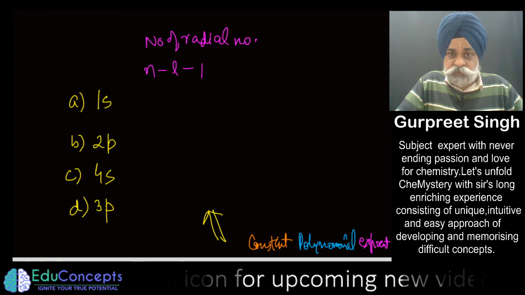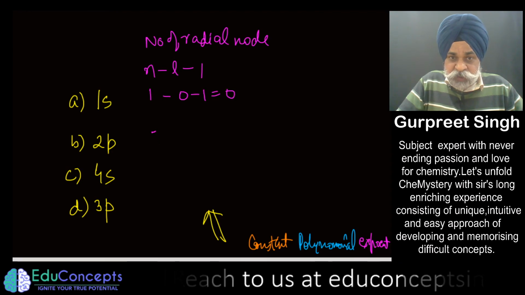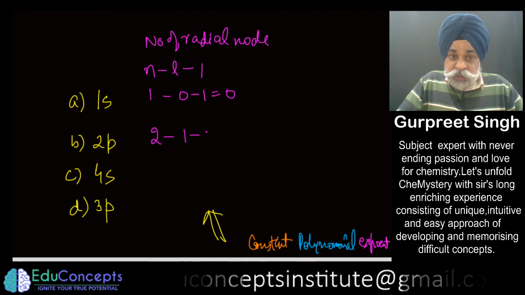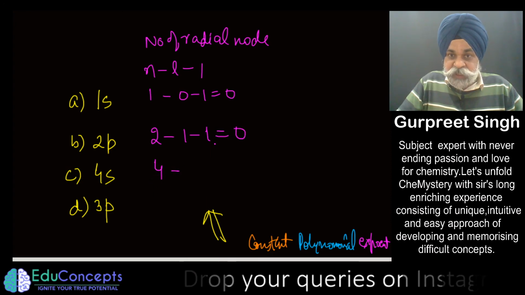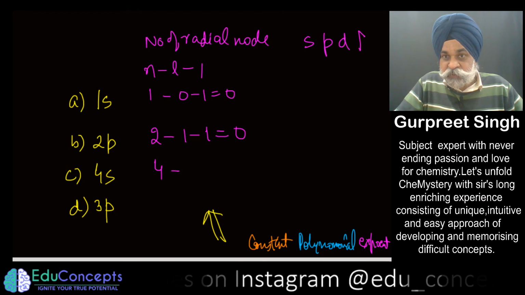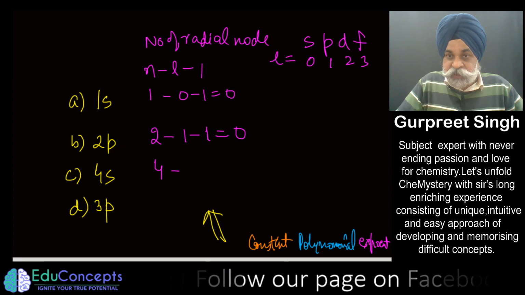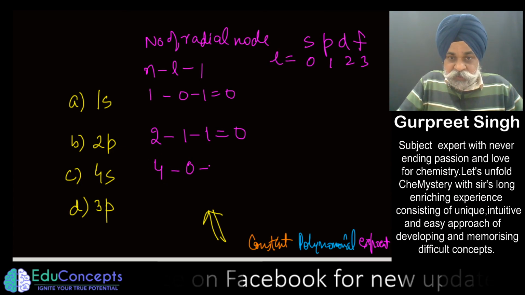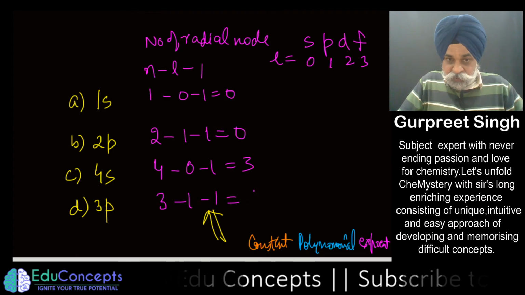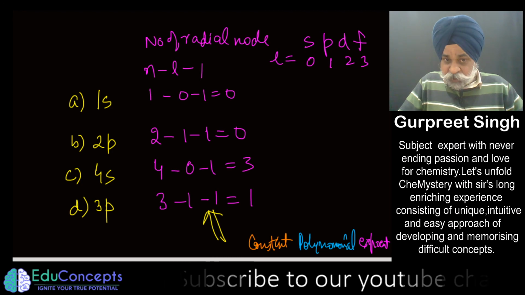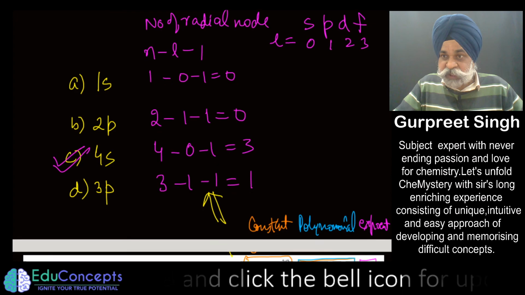So the radial nodes for the first one is 1 minus 0 minus 1 equal to 0. For this, 2 minus 1 minus 1 equals 0 already. For the third, I'm assuming you know SPDF: this is 0, 1, 2, 3, the value of l. So 4 minus 0 minus 1 equals 3, and here it is 3 minus 1 minus 1, which comes out to be 1. So the answer to this question can be 4s. So this is another style of question.